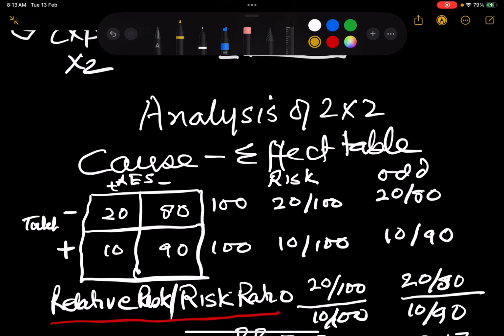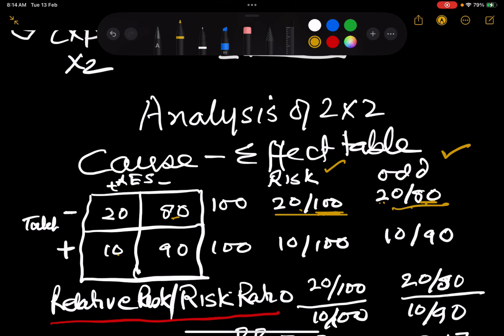Let us put these numbers here: 20, 80, 10, 90. So 20 out of 100 is the chance of AES given that you have no toilet. But 20 out of 80 is odds. Now 80, the denominator, does not include the 20 numerator in odds, but the denominator includes the numerator in case of risk. So that's the difference between risk and odds.